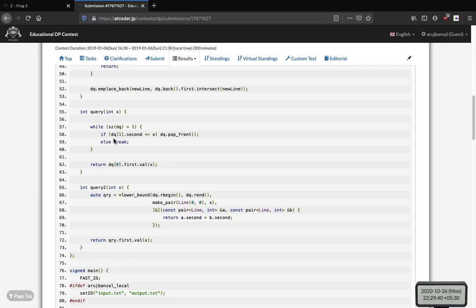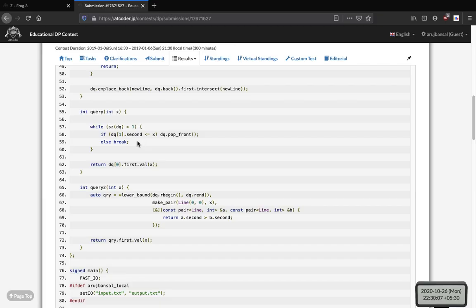Now if this is the case and this is the second element in the deck, that means we should remove the first element, because all of these intersection points are maintained in ascending order. If the second element of the deck has an intersection point less than our query value, it means that the first line in our deck is also less than it. So we simply pop the first line from the deck.